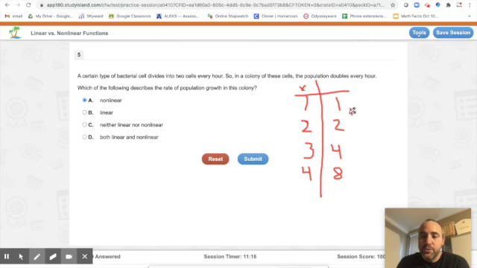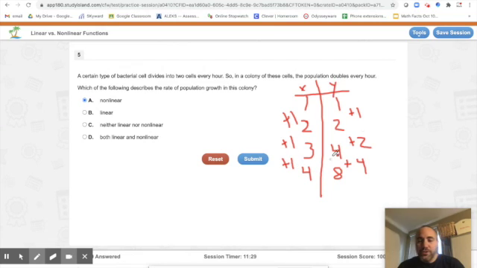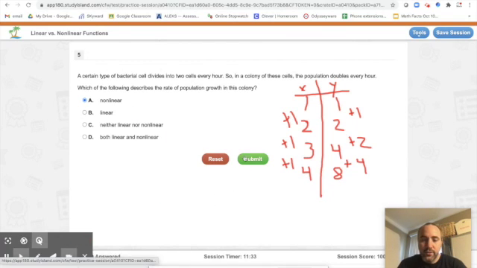So you can see between here, it went up 1, then it went up 2, then it went up 4, while X still goes up by 1 each and every time. So when we compare the change in the Y's compared to the change in the X's, they are different, which makes it nonlinear.